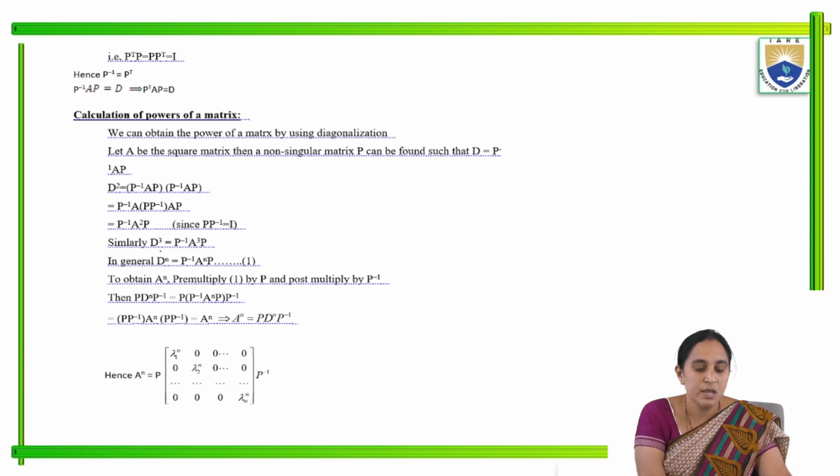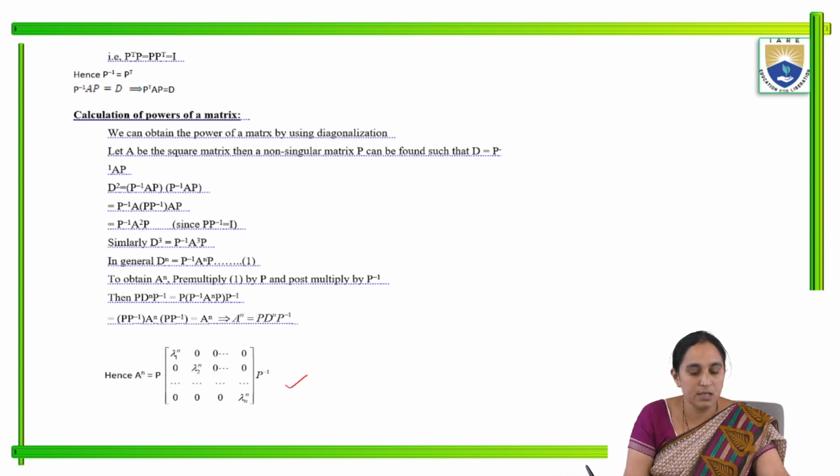Here we have to observe A square, A cube, and here they changed to the form P inverse A power n into P. To obtain A power n, pre-multiply by P and post-multiply by P inverse. Then P into D power n into P inverse is equal to P into P inverse A power n into P inverse. For that we get directly A power n, which is P into D power n into P inverse. Therefore, A power n is P into D power n, the diagonalization of a matrix, multiplied with P inverse. From that we get directly A power n.